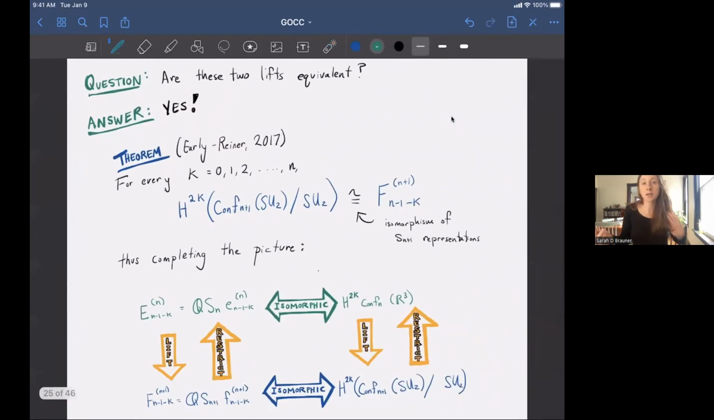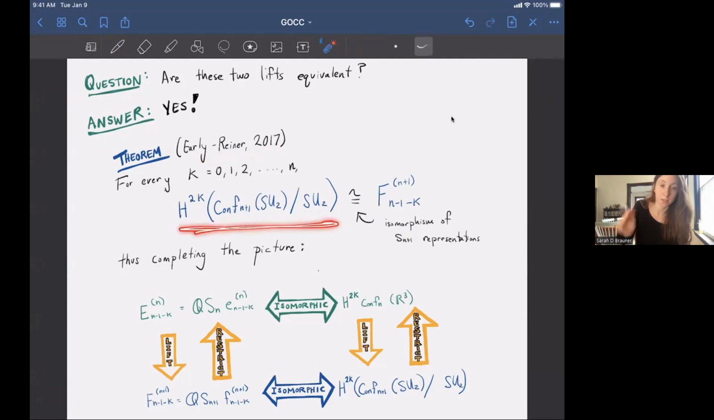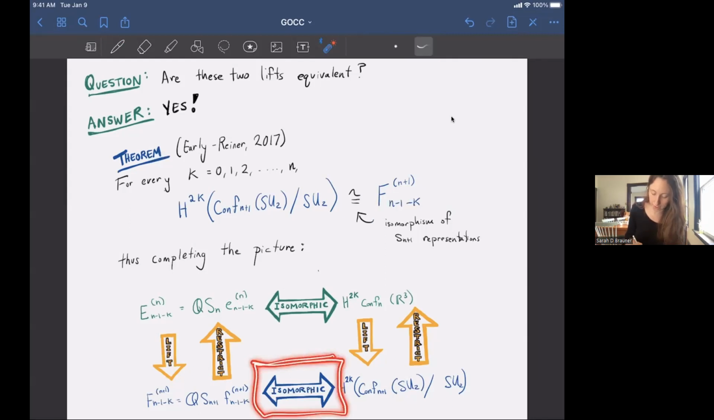Okay, so we already saw that these Whitehouse lifts are not unique. And so we now have two different lifts of the Eulerian representations, right? We have the Whitehouse representations, and now we have these pieces of this cohomology of this quotient orbit configuration space. And so you can ask, are they the same? And it turns out yes. So this is work of Early and Reiner, who proved that each piece of this cohomology ring is actually, as an S_{N+1} representation, a unique Whitehouse representation. So it's exactly what you hope would be true. In particular, it's this isomorphism in our picture.